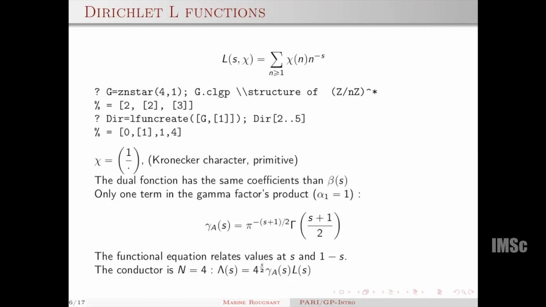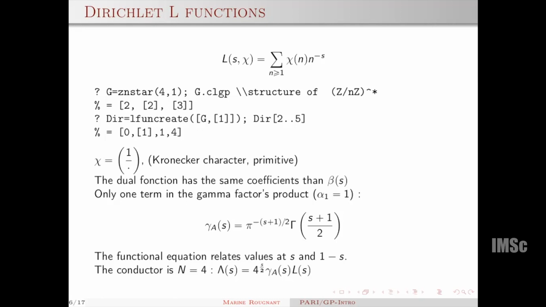So here I ask for the coefficient of the dual L function. It tells me that this is 0, the same as your original L function. Then it's here the number that comes defining the Euler gamma factor. It's just 1. So here the Dirichlet character is this one.